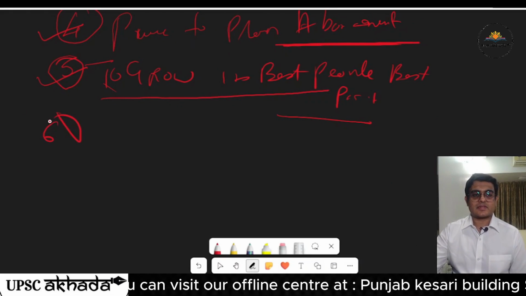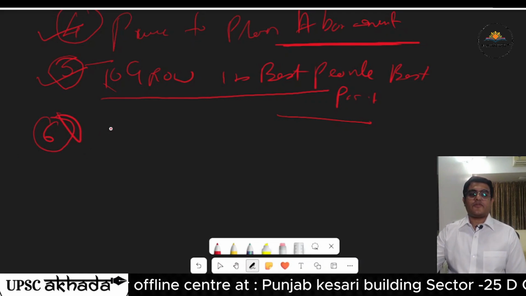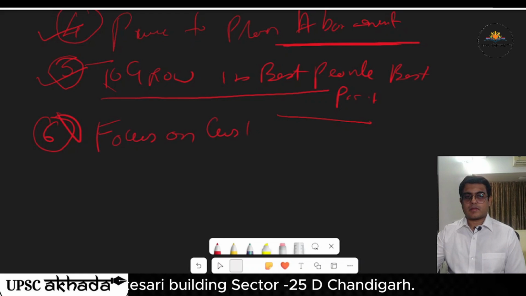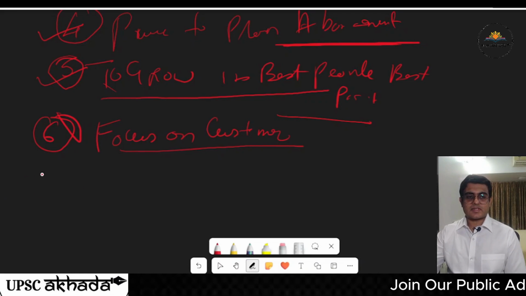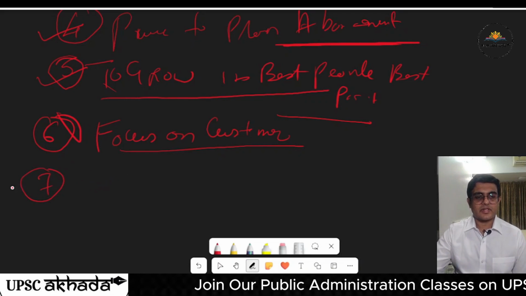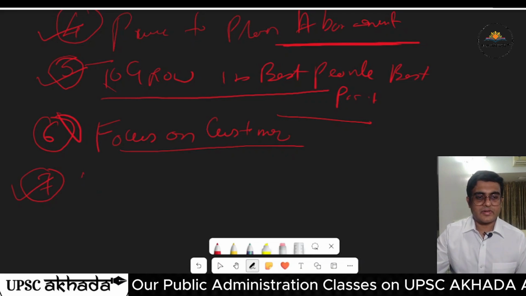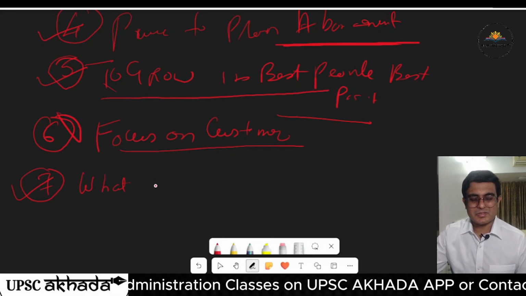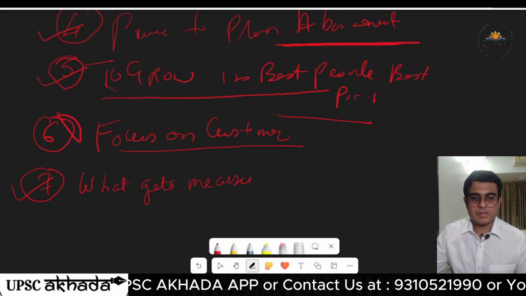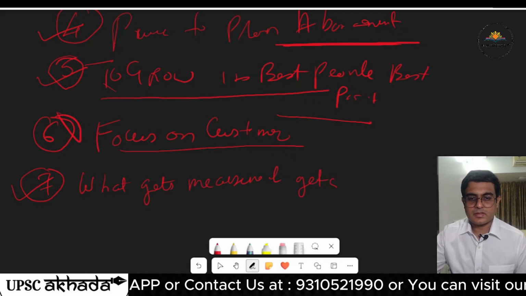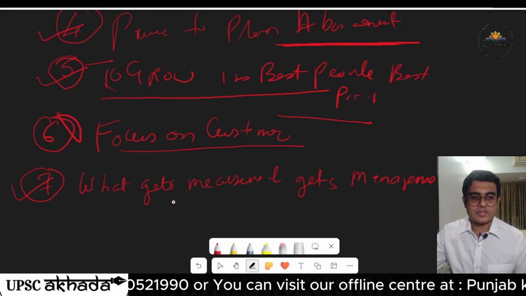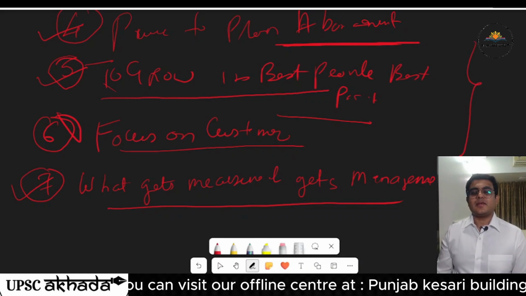So next, sixth, he talks about focus on customer. And seventh, lastly, he talks about what gets measured, gets managed. See, this is a very important principle. Many times they can even frame a question, I guess they are framed also, on performance measurement. What gets measured, gets managed. This is what the 7 principles the CEO should follow.